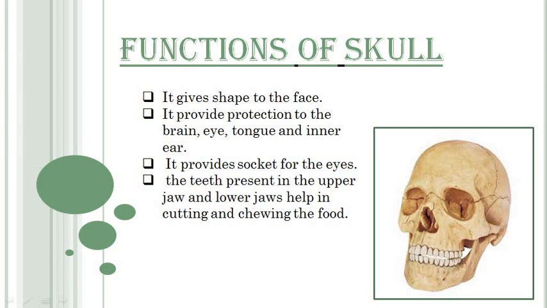As you can see in the picture, the skull has space for the eyes, the nose and the ears. So it means it provides sockets for the eyes. Besides this, our skull has teeth in the upper and lower jaw, and with the help of the teeth we are able to chew and cut the food.